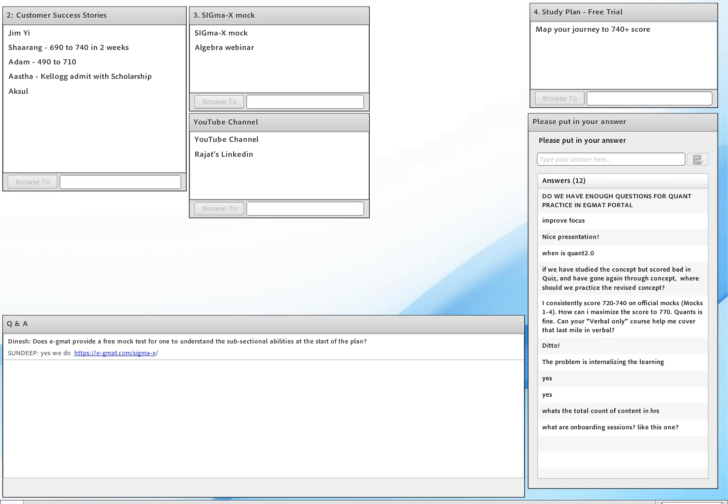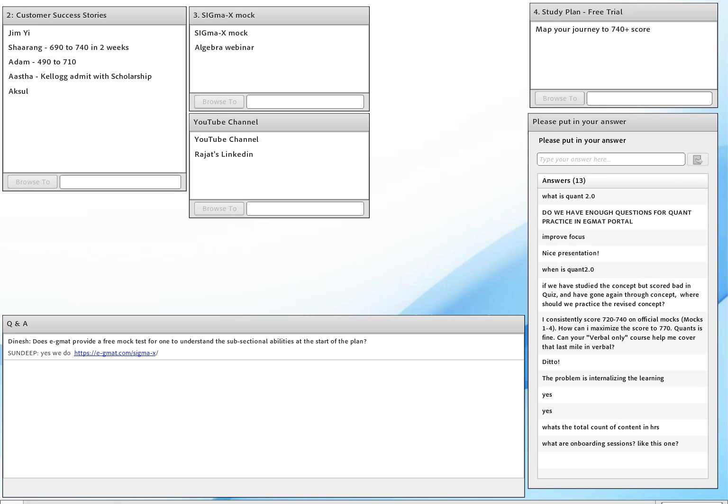Do we have enough questions for quant practice on the eGMAT board? Oh, absolutely. And remember this, we have 40 people who work full time, and this is really important, who are dedicated to your success. Most prep companies have 6 people who work full time or so, and if that.